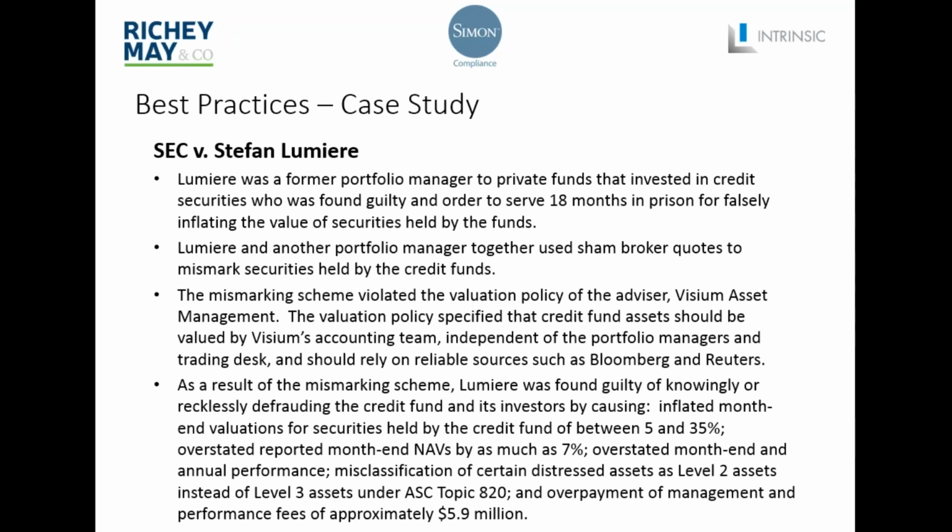The SEC was really specific, too, which is also an indication for all of us listening about their increased sophistication and understanding of how valuations work. In this case, the month-end valuations by the credit funds were inflated between 5 and 35%. NAV was inflated by as much as 7%. Month-end performance was overvalued. And then there was also this miscalculation of distressed assets as level 2 when they really should have been level 3.